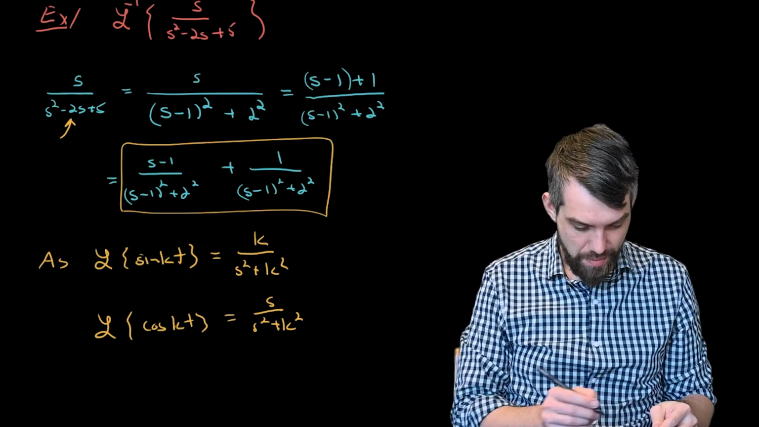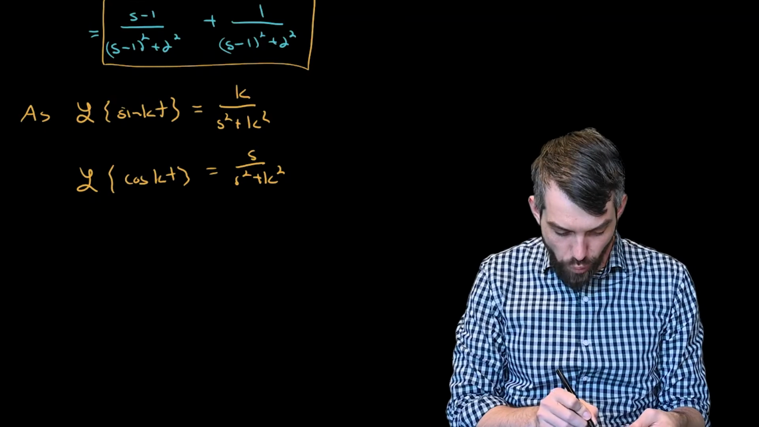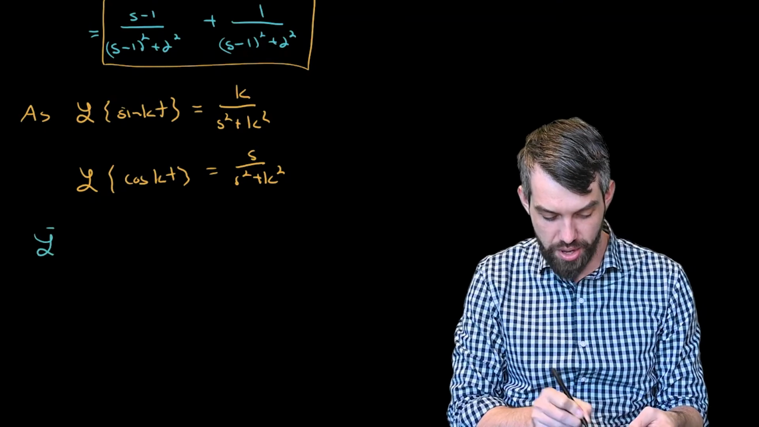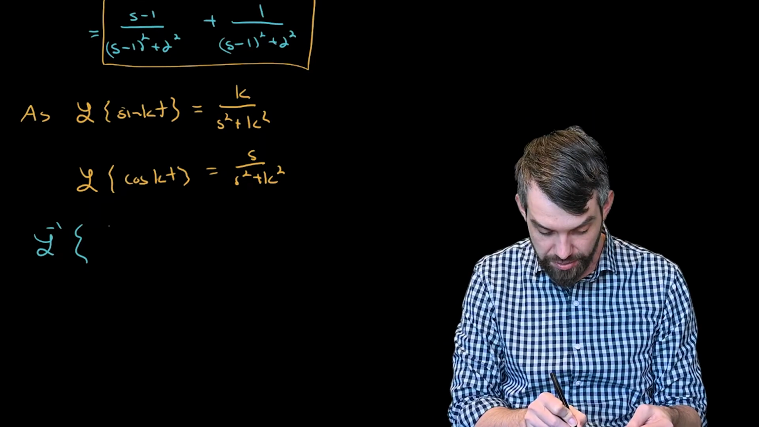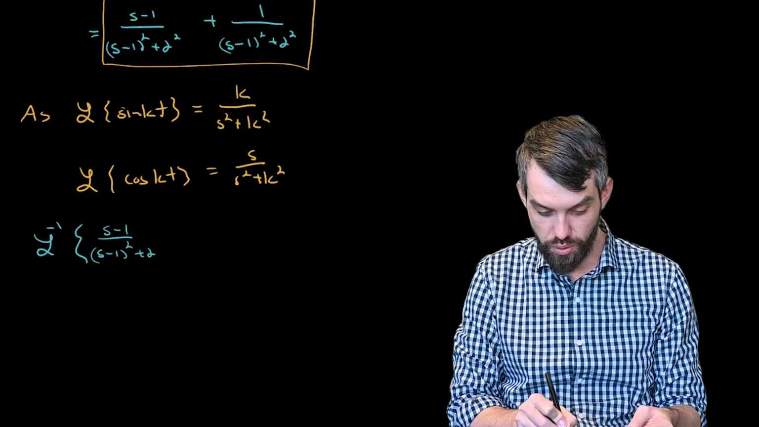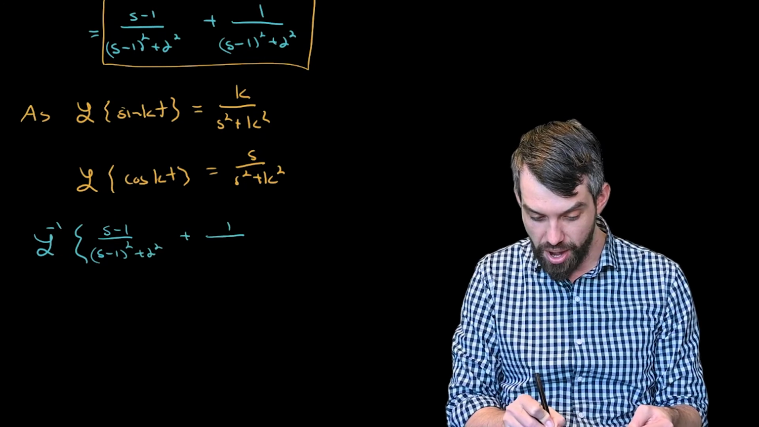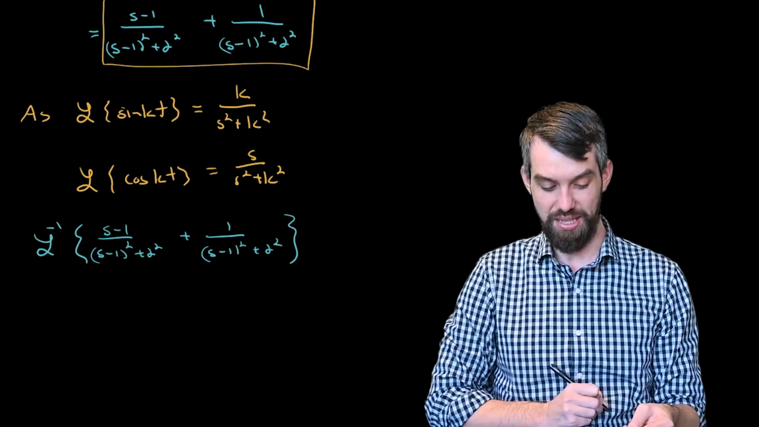Okay, so how do I manipulate this? So while I had only done algebra before, now I actually will come along and take the inverse Laplace transform of this expression that I've now developed. So this is the s minus 1 divided by s minus 1 squared plus 2 squared. That's the first expression. And then 1 over s minus 1 squared plus 2 squared.